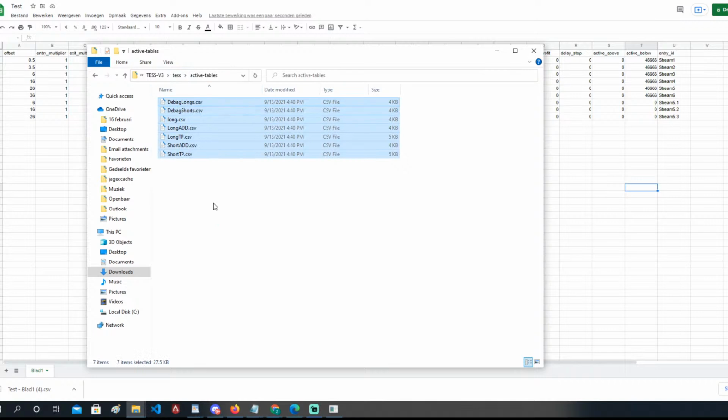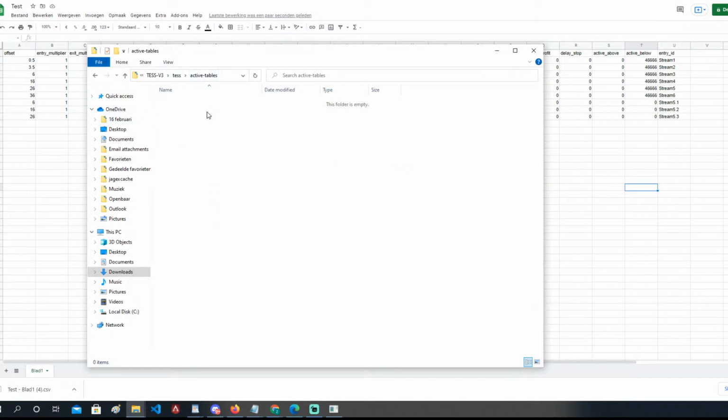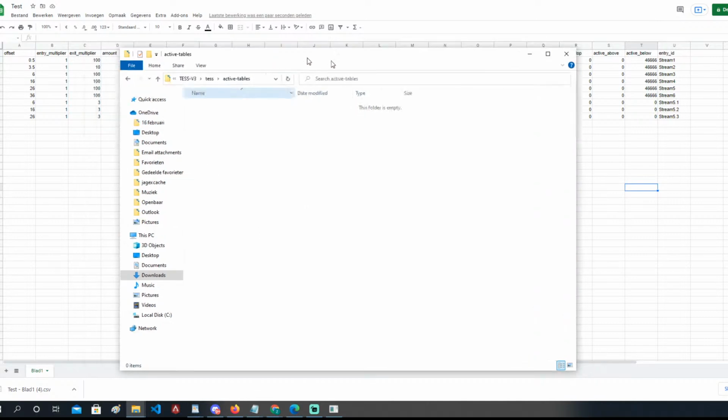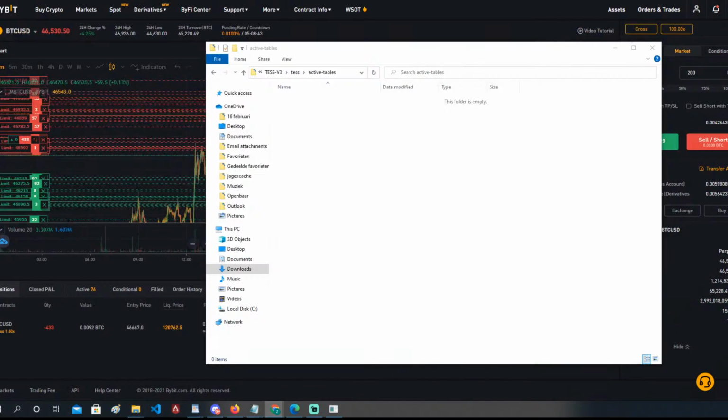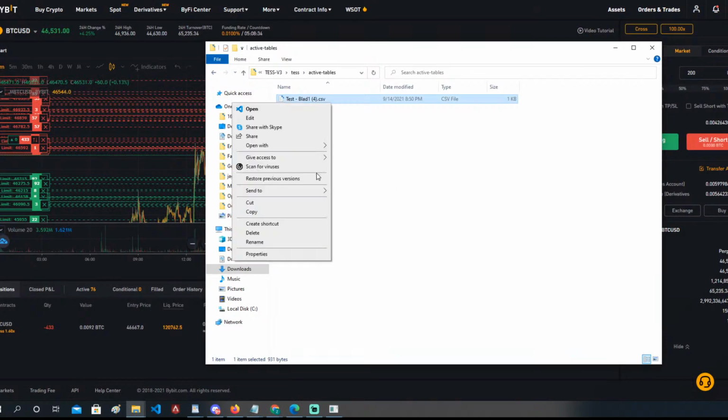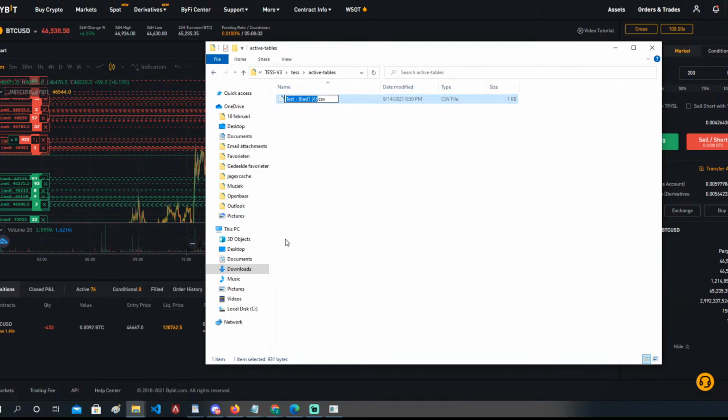Okay, so I'm just going to delete my old tables here. Okay, so I've deleted those. I have them saved somewhere else, so it doesn't really matter. And then I will paste in my test table that we just created. So I just drag it into this active tables folder. Let's make the name a little bit nicer.